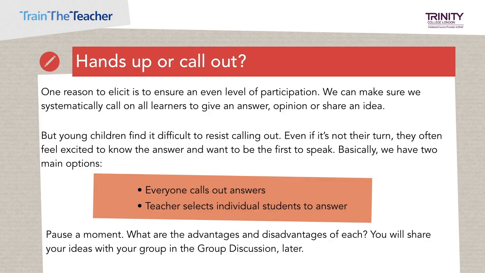Here's something to think about. Hands up or call out. One reason we elicit is to ensure an even level of participation. We want to make sure that we systematically call on all our learners to contribute, to give an answer, an opinion, or share an idea in class. Not only the stronger, more confident learners, but the quieter or shyer students too.